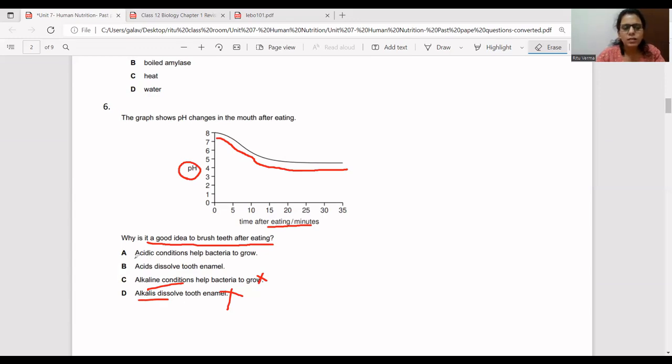Hence, the correct answer for this question is option B, acid dissolves tooth enamel. Acidic conditions do not help bacteria to grow, but the acid which is produced due to the anaerobic respiration of the bacteria present in the mouth slowly starts dissolving the tooth enamel. So the correct answer is option B.